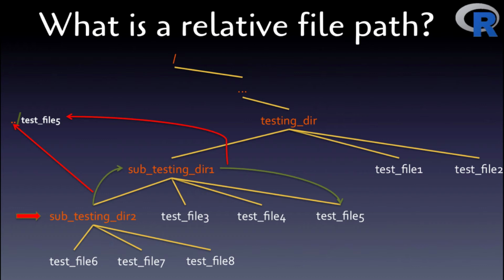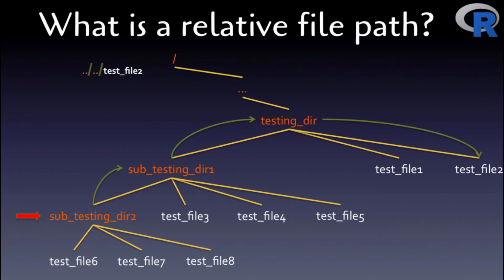Let's take a second example. Suppose you are again at the same working directory as previously, but now you need to go to test_file2. This time you know that you need to go 2 levels up, first through sub_testing_dir1, then through testing_dir, and then 1 level down to test_file2.